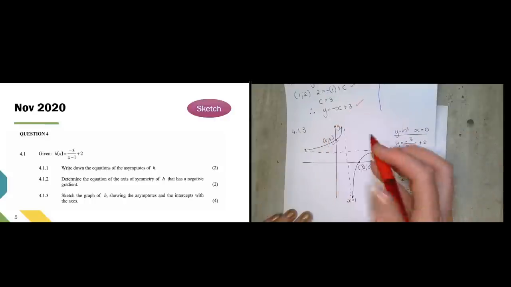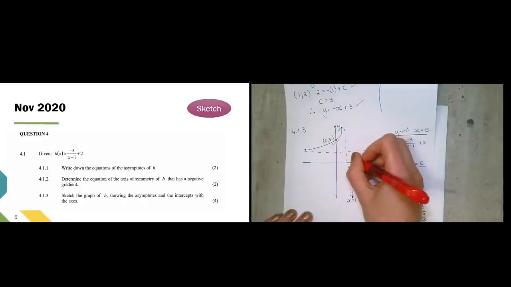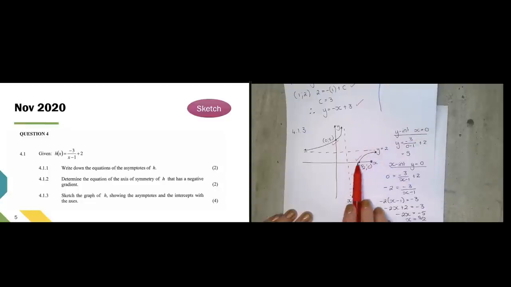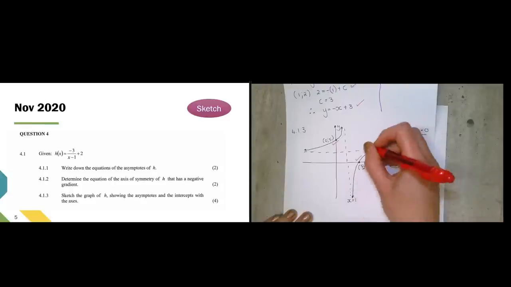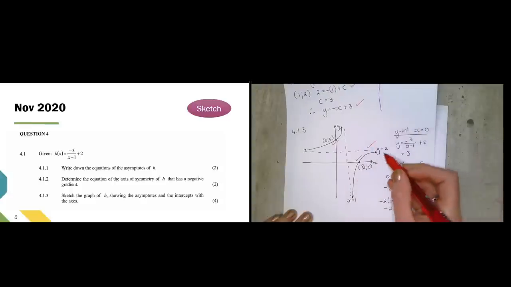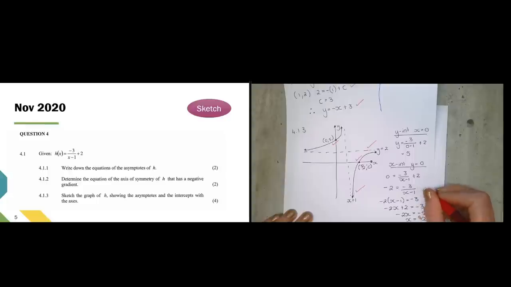The 4 marks were allocated: 1 mark for the y-intercept, but it had to be on the graph. They do not mark your calculation. 1 mark for the x-intercept, on the graph. They do not mark the calculation. A mark that you indicated both the asymptotes, and then a mark that your shape is correct and you are in the correct quadrants. And there is your 4 marks.